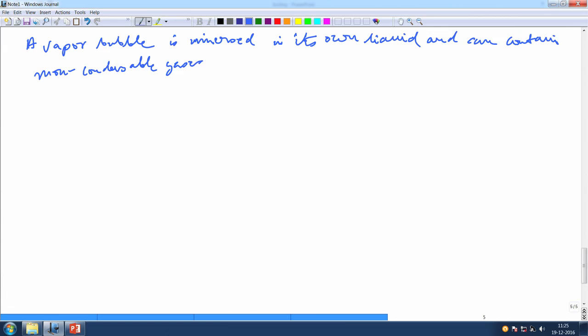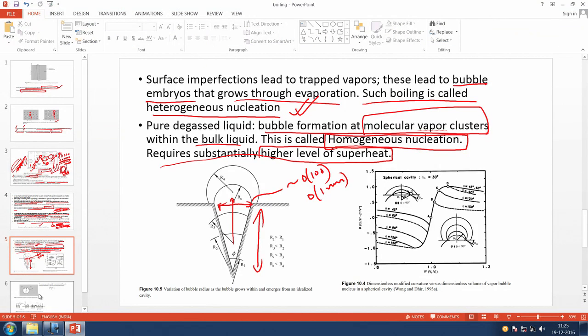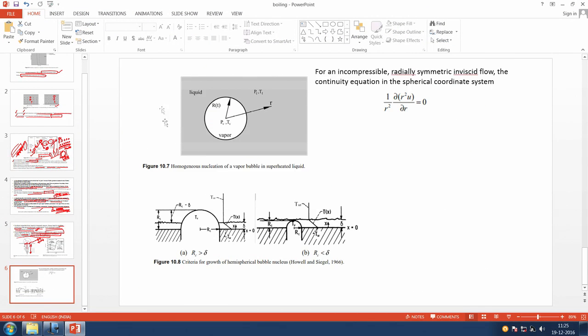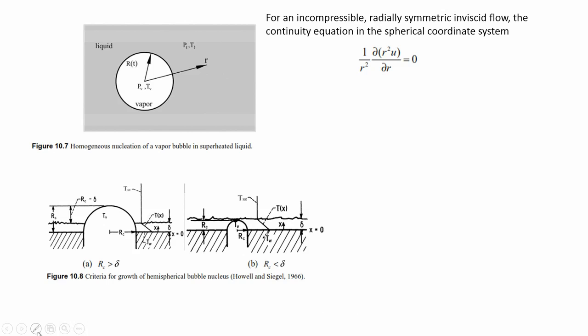So, if you look at, for example, this particular figure, the problem is somewhat like that. Okay. Let me just pull it up. So, this is basically a vapor bubble. This is immersed in its own liquid. Okay. The pressure and temperature inside the bubble, this is R, the radius of the bubble, this is R at any other location outside the bubble in the liquid.